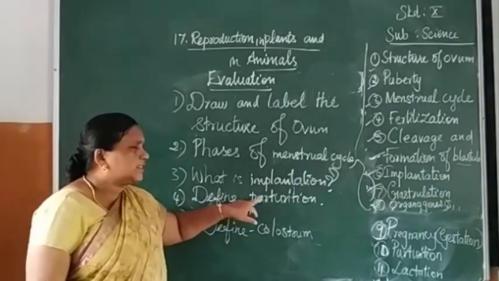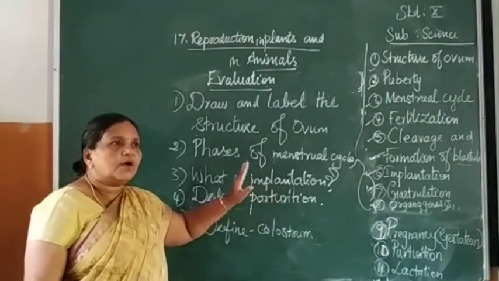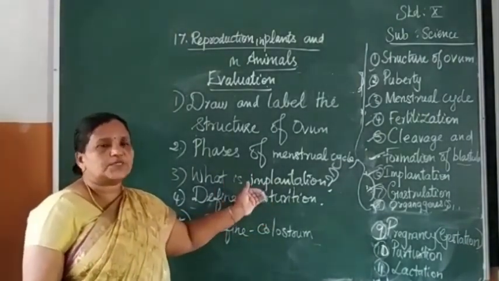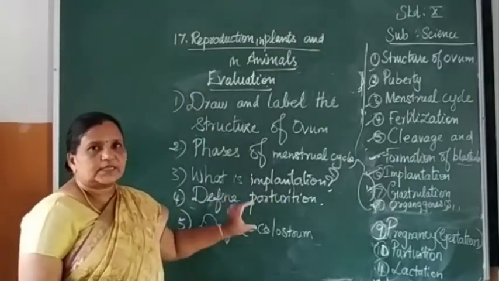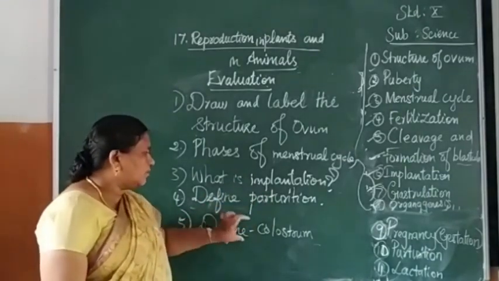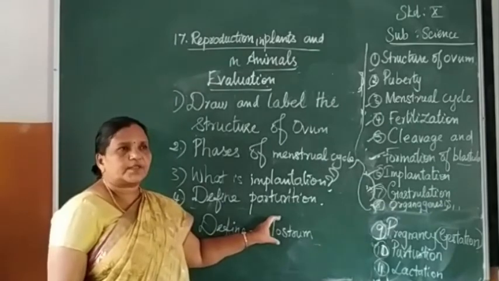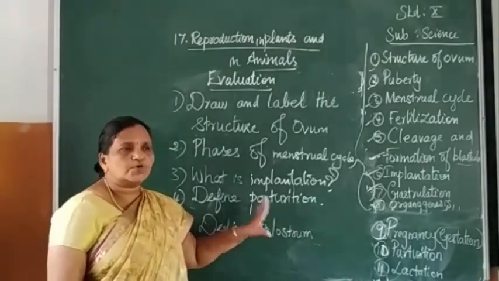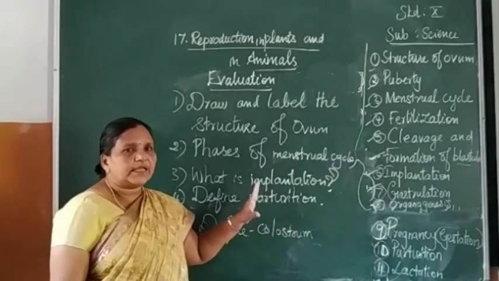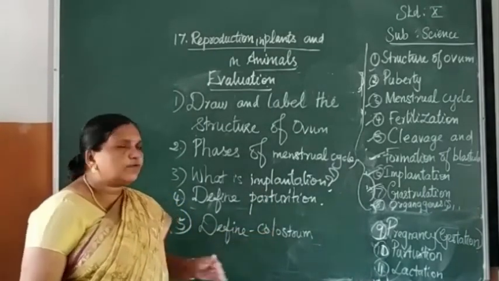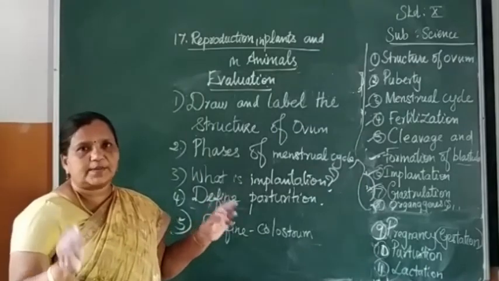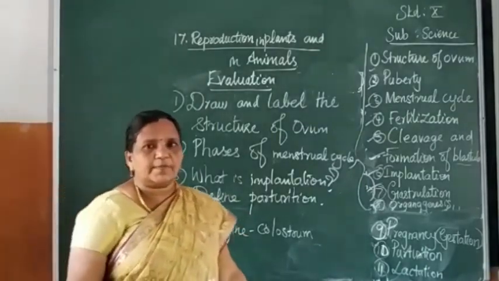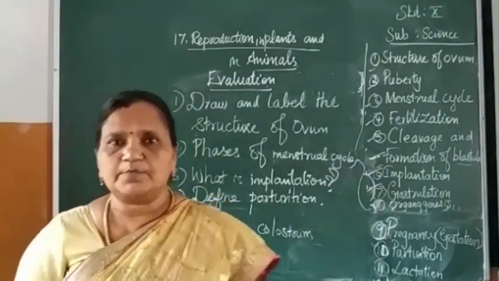Define parturition, childbirth, and which hormone is responsible for parturition, that also you have to mention. Then define colostrum: what is colostrum? First of all, milk from the mother, and what is the composition of colostrum, what are the chemicals present in the colostrum, and what is the use of colostrum. Those 3 points you have to mention. The remaining chapter I will complete in the next class. Thank you.